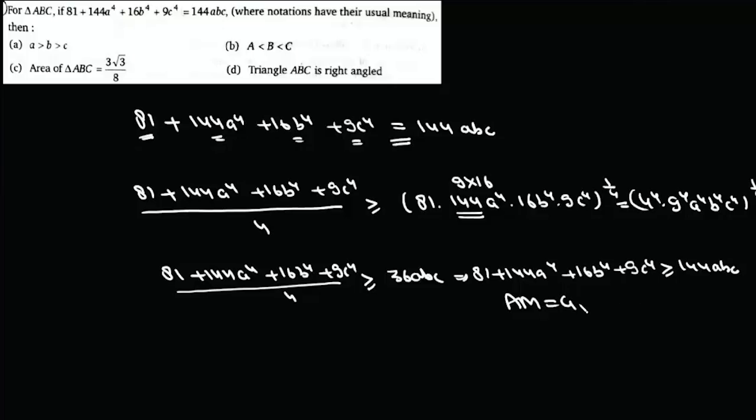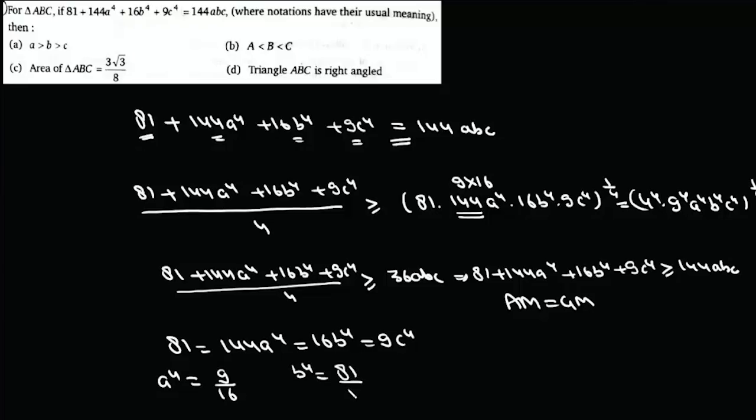and we know that AM is only equal to GM if and only if all the numbers are equal. That means 81 must be equal to 144 a to the power 4, and it is equal to 16 b to the power 4, that is equal to 9 c to the power 4. So from here we can write a to the power 4 equals 9 by 16, b to the power 4 equals 81 by 16, and c to the power 4 equals 9.